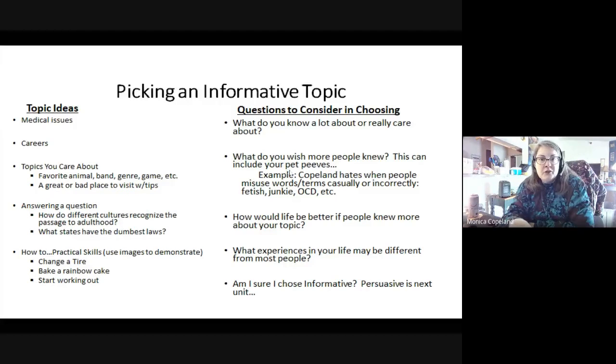Some other questions that could help you pick your topic are: what do you wish more people knew? This could also include your pet peeves. So I wish more people knew about dog breeders versus adopting, whatever it is. Another question to consider in finding your informative topic is, how would life be better if people knew more about your topic? So in other words, you're trying to find something to teach us or to demonstrate.